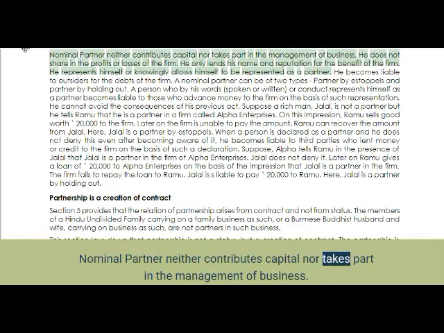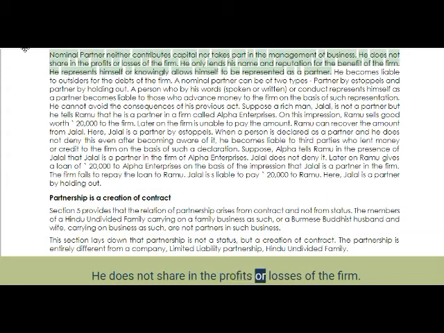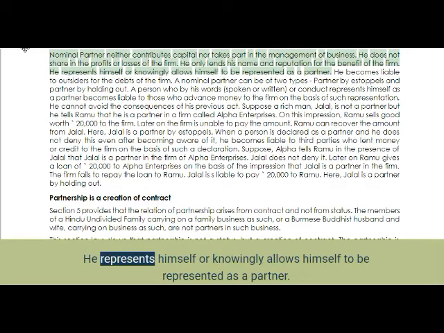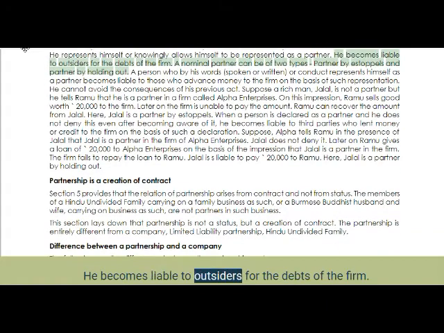Nominal partner neither contributes capital nor takes part in the management of business. He does not share in the profits or losses of the firm. He only lends his name and reputation for the benefit of the firm. He represents himself or knowingly allows himself to be represented as a partner. He becomes liable to outsiders for the debts of the firm.